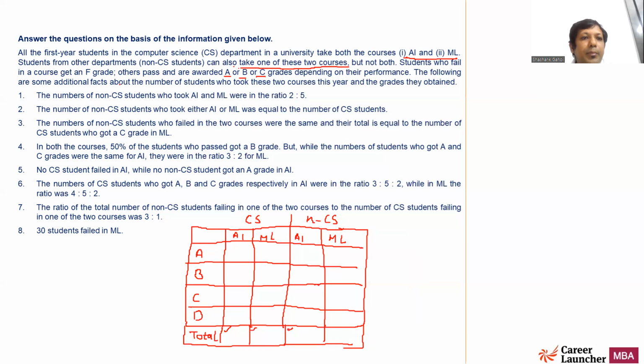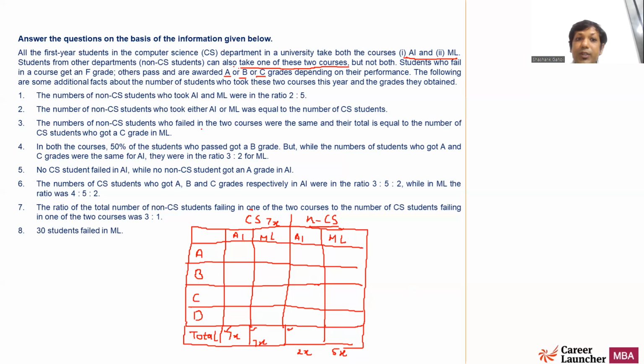The number of non-CS students who took AI and ML were in the ratio of 2:5. So let's say these people are 2x, then these people are going to be 5x. So the total number of people in non-CS is going to be 7x. The number of non-CS students who took either AI or ML was equal to the number of CS students. So basically 2x plus 5x is equal to the CS people. So total CS people are going to be 7x. So basically this value is going to be 7x, as well as this value is also going to be 7x.